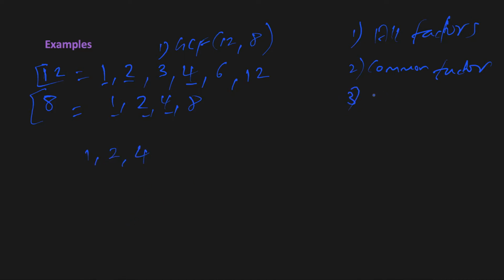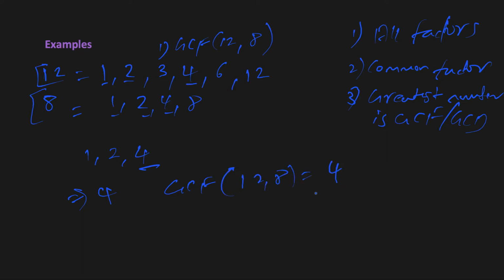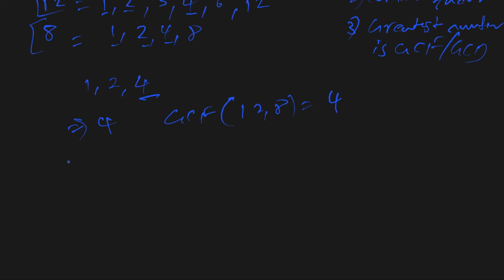And the third step is to pick the greatest number, which is the GCF or GCD. So among 1, 2, 4, 4 is the greatest. So the GCF of 12 and 8 is 4. So that's one way that most people talk about. Now let's look at another way.